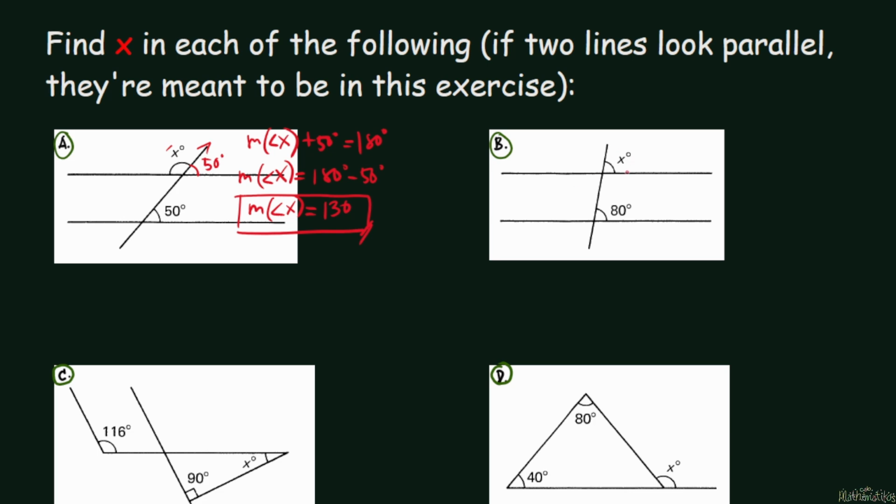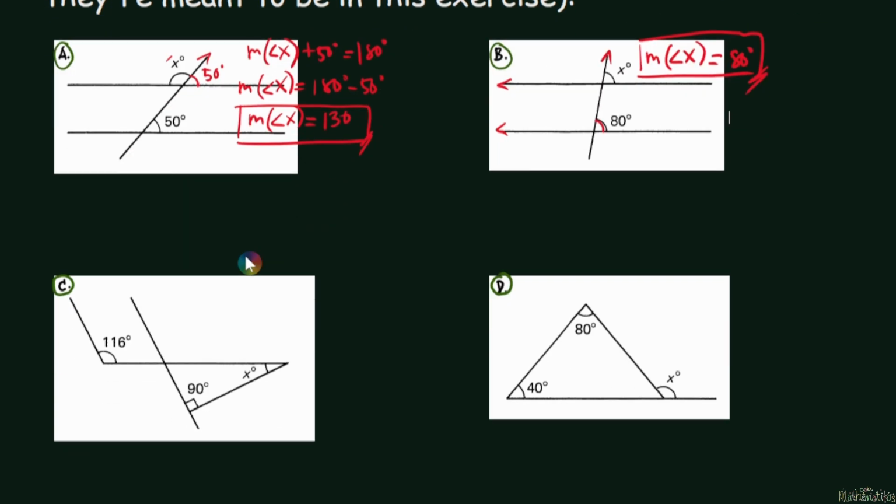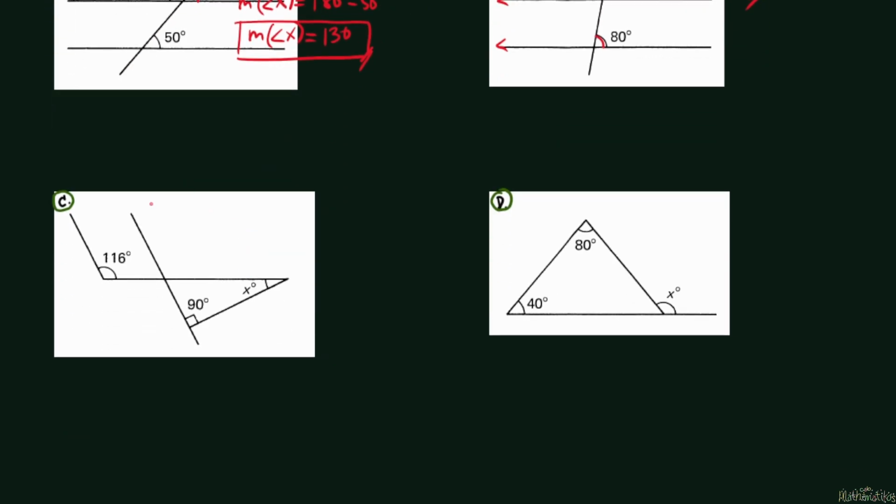And letter B, again from that theorem of two parallel lines with a line transversing or cutting through them, we can simply say that the measure of this angle x is equal to this angle here, which is 80 degrees. So that's the answer for letter B. Let's go to letter C.